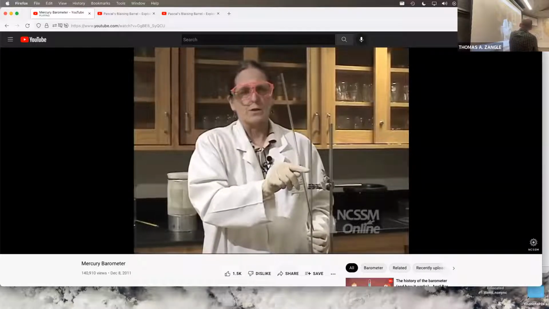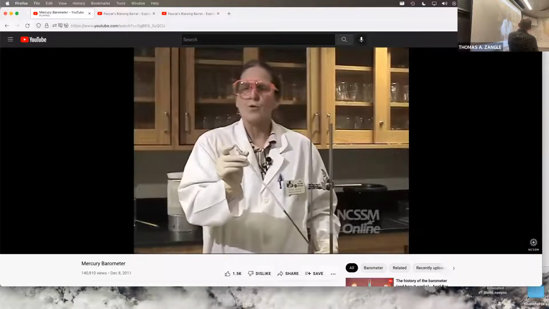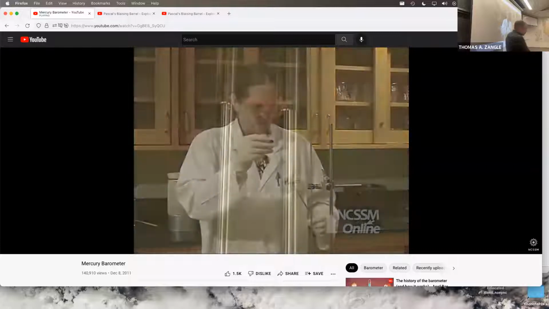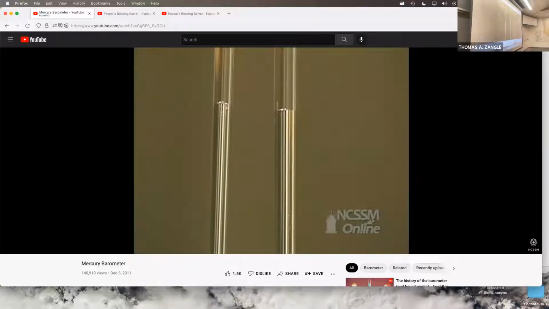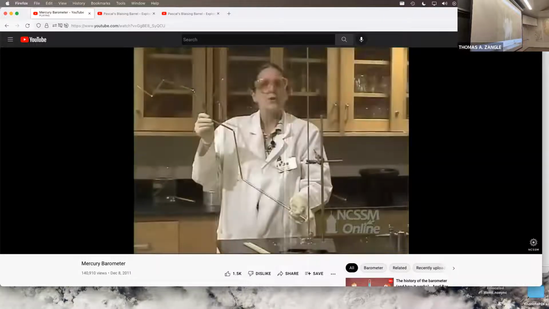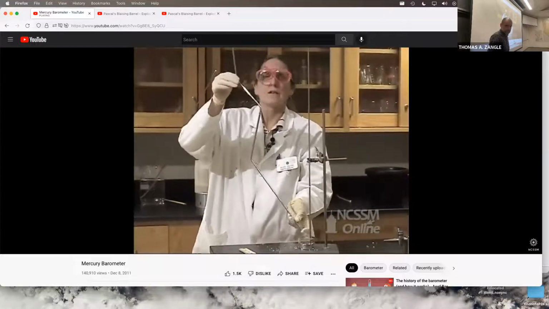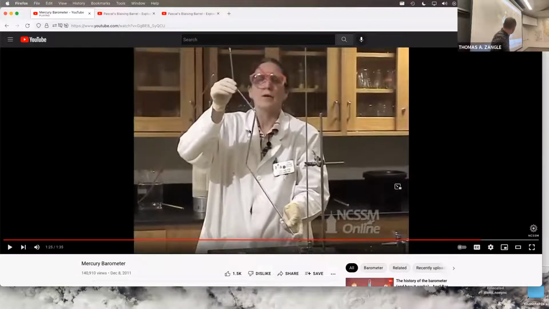You can see this one's really small. I have another one that's almost twice the diameter of this one. But you can see that the level is the same in those two. What we're going to do is compare the crooked barometer. So what's going to happen now?